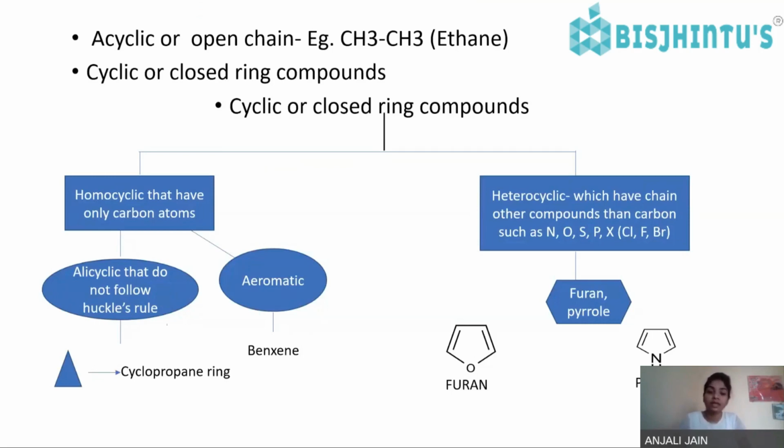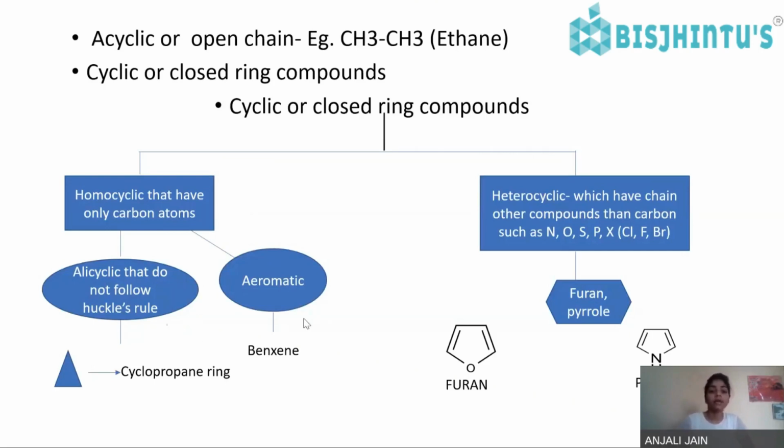So homocyclic compounds can be of two types: alicyclic and aromatic. Alicyclic compounds are those which do not follow Huckel's rule. So what is Huckel's rule? Huckel's rule is the 4n plus 2 rule: there should be 4n plus 2 pi electrons in the system. Like here in the cyclopropane ring, no pi bonds are present, so it does not follow Huckel's rule.